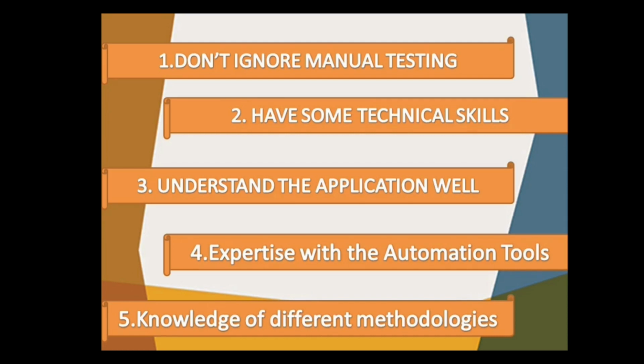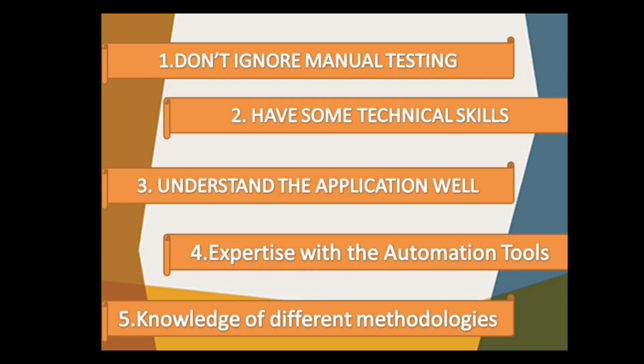So let's just sum up everything I told you. To become a good automation tester, you need to have good manual testing skills. Your basics should be really clear, and you should also have some technical skills. Never think that a tester should not have good technical skills. Okay, you should have some technical skills like Java, C#, JavaScript. Then you have to understand the application really well. If you want to test it, you have to understand it.